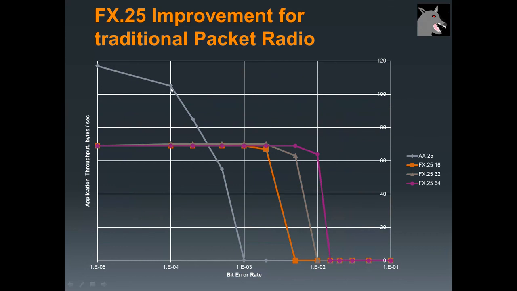So with no errors, it moves right along at a certain rate. As the error rate increases, there's more retries. So it slows down and eventually reaches the point where it just gives up because there's too many retries. Now with the FX25, the maximum throughput is considerably smaller because there's more overhead, but it just keeps going. Just keeps going, no degradation at all after the AX25 is completely useless.